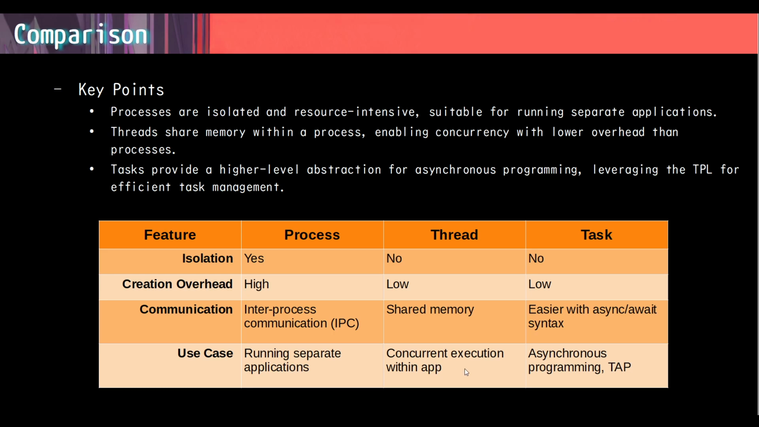And for thread, sometimes we need a concurrent execution within an app. If this is what we want, we can consider using a thread as a solution. And for the task, if we want asynchronous programming in order to separate some heavy loaded or overloading operation, we can use the TAP solution provided by C Sharp. Right, that's the point in this chapter.